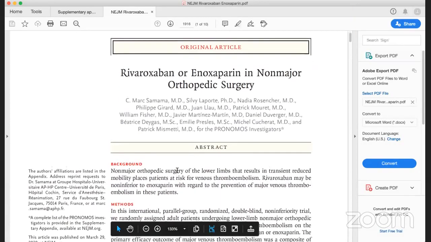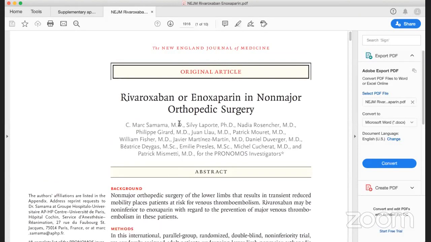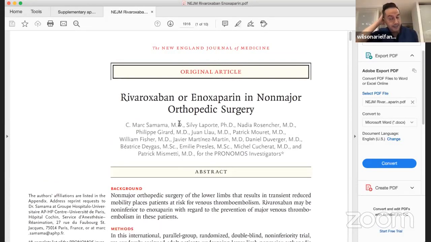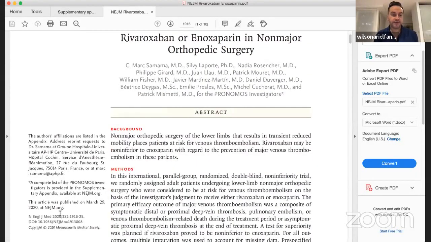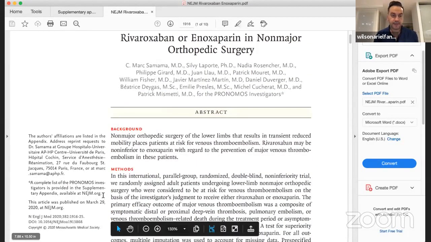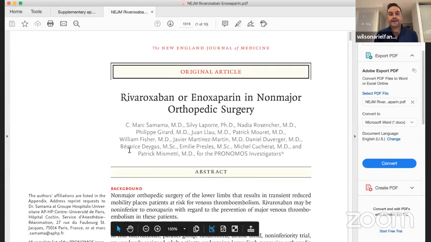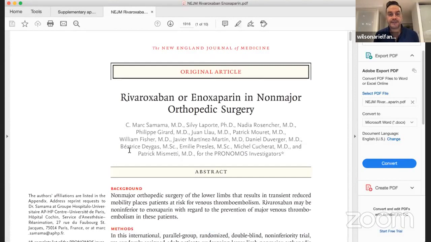Yes. Perfect. So this is just an example that I found from the literature. This is a clinical trial recently published, maybe a couple of months ago or something like that. And this clinical trial is looking at the effectivity of rivaroxaban or enoxaparin in non-major orthopedic surgery.